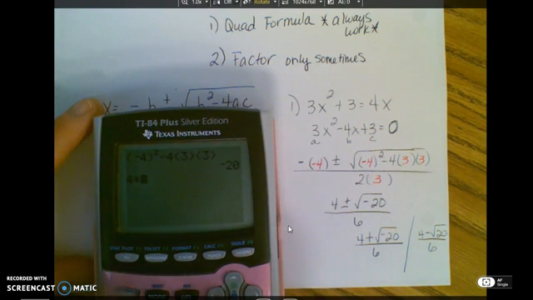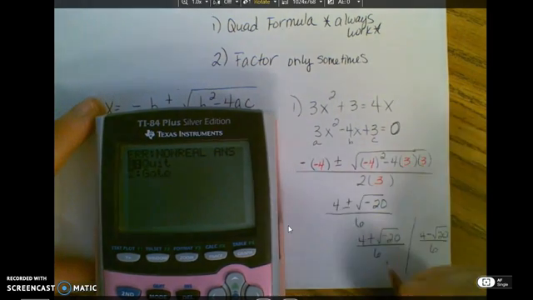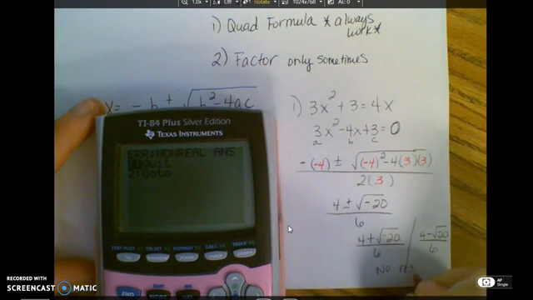4 plus square root of negative 20. I'm going to not hit divided by 6 yet. I'm going to hit enter. You see how that says non-real? This has no real x-intercepts.